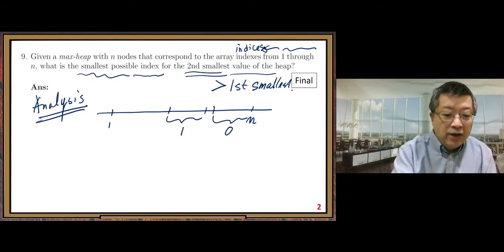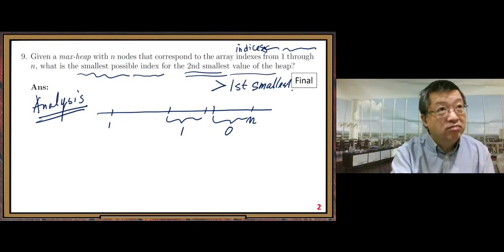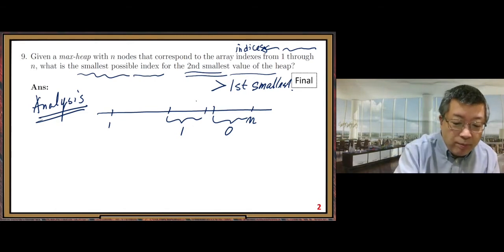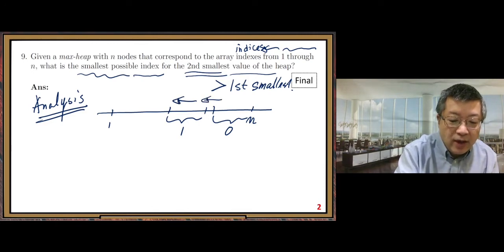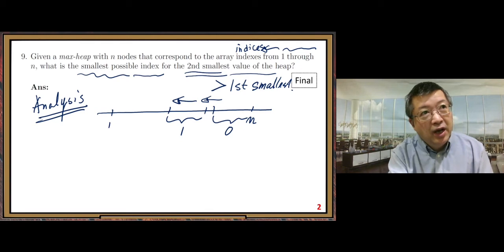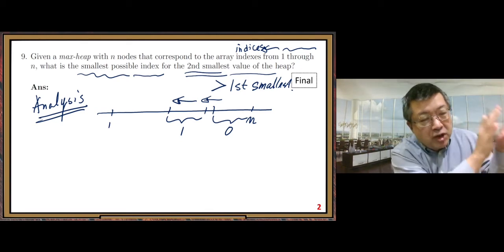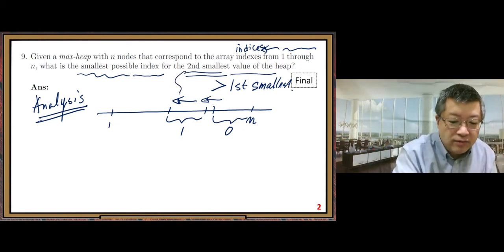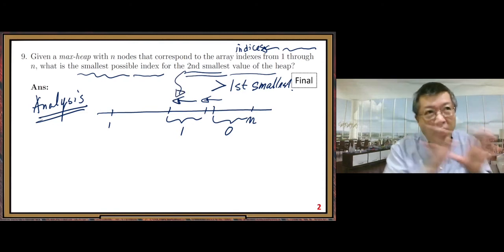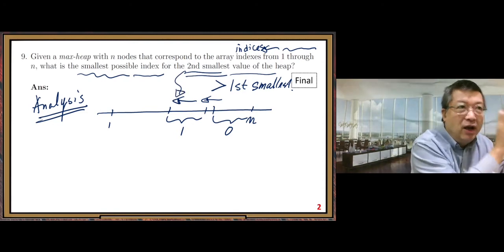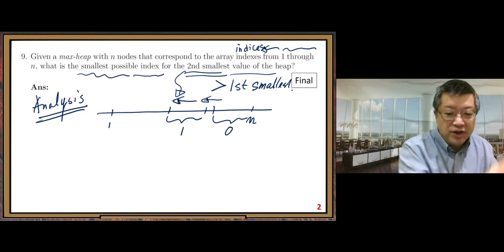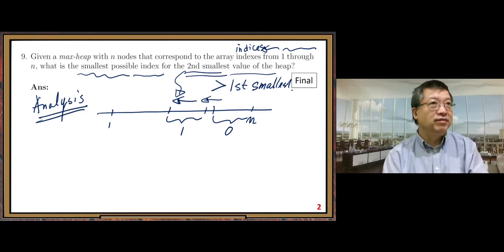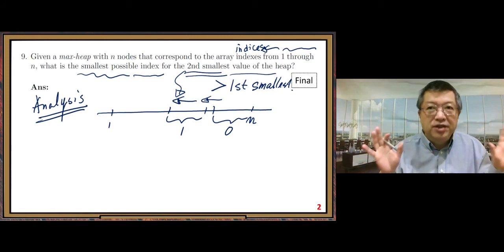So here, the smallest possible index. What do you mean small? So we want to, smallest possible, we want to push to the left, right? We want to see what is the leftmost position for second smallest. Where can we push to the left? Leftmost possible position for the second smallest value. That's the meaning. Okay? So we try to completely understand its meaning.